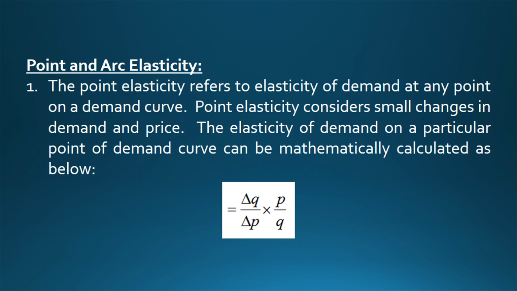Point and arc elasticity. The point elasticity refers to elasticity of demand at any point on a demand curve. Point elasticity considers small changes in demand and price. The elasticity of demand at a particular point of the demand curve can be mathematically calculated as below: delta Q over delta P, multiplied by P over Q.